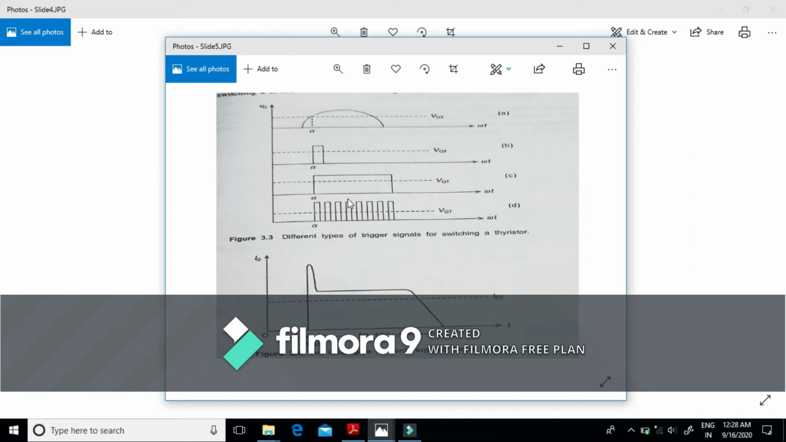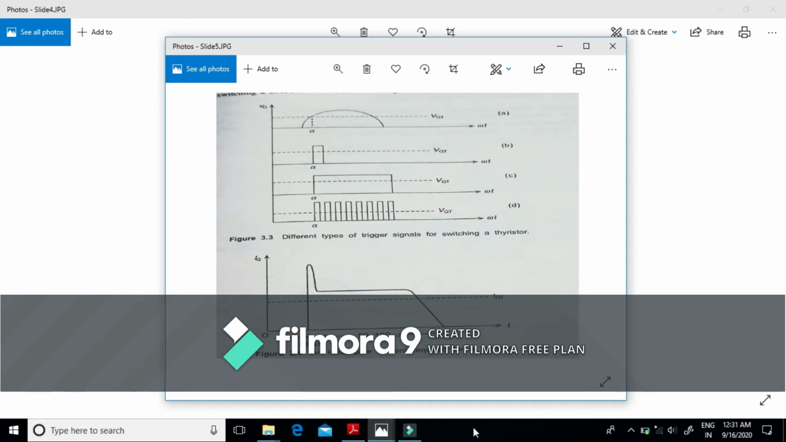The main function is whenever this Vg voltage exceeds this VGT, which represents the gate triggering voltage or critical voltage, the thyristor is turned on at that particular angle, that is the triggering angle alpha. The thyristor is turned on from that instant. This gate cathode voltage depends upon the gate to cathode junction temperature, anode current, and the supply voltage.